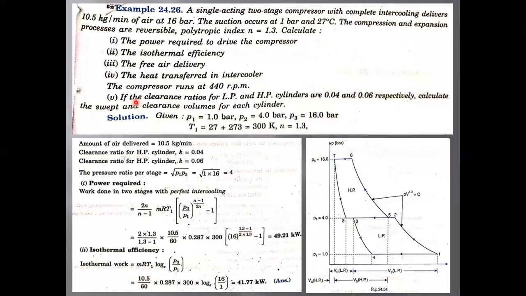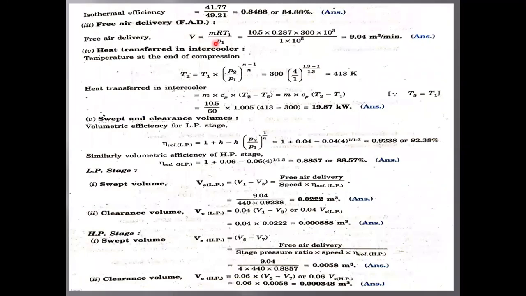And next, he has asked you to find out free air delivery. Now isothermal efficiency has been found out. Free air delivered, we already know PV is equal to mRT. From the relation PV equal to mRT, we can directly find it out. We already know the value: 10 power 5 into R value 0.287 and T1 300 and this into 10 power 3. While taking this free air delivered, better take this value in kilojoules, 0.287 into 10 power 3.